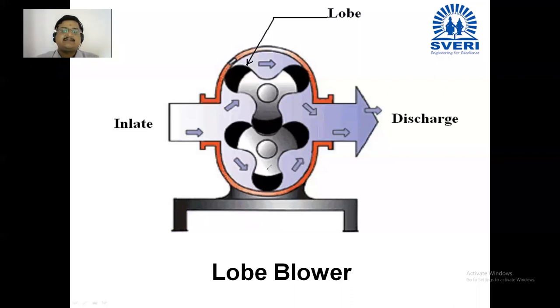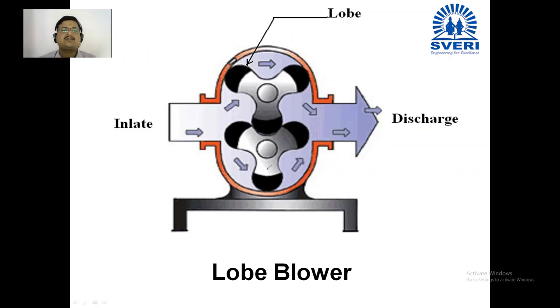And that's why this compressor is a sub type of the rotary compressor. Because of the rotational motion, the lobes move in a circular motion, and that's why we are calling such type of the compressor a rotary compressor.